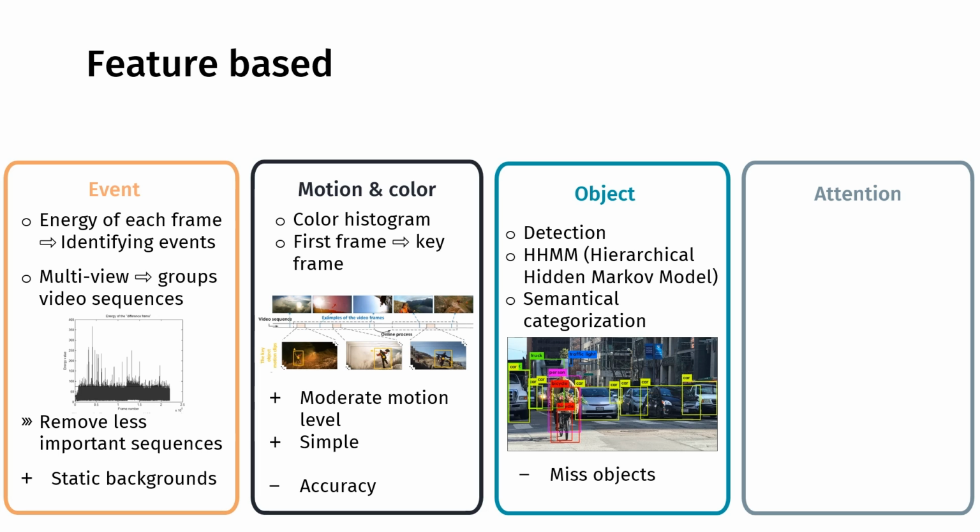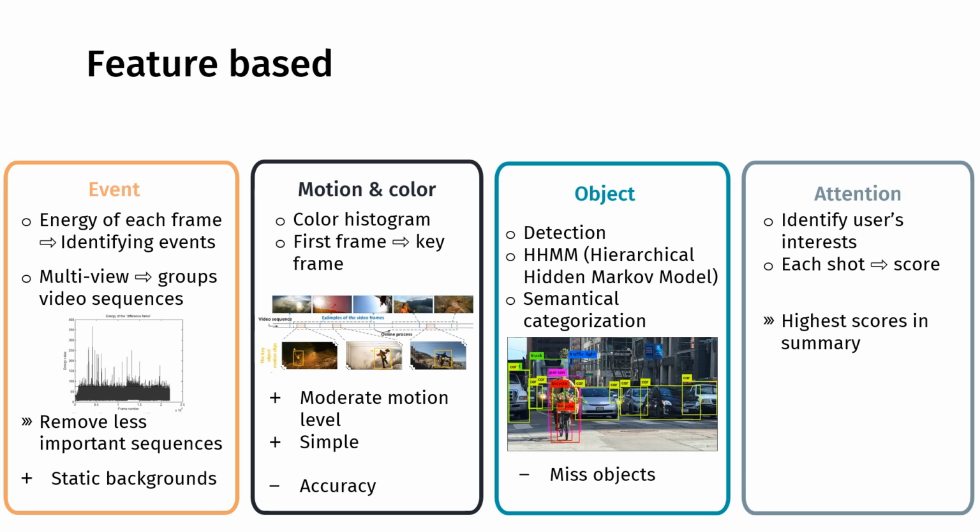The last feature-based technique is called attention-based video summarization. The models used in this technique identify the user's interests. For each key frame or shot, a score will be assigned corresponding with the interest of the user. This is done based on quality, color, hue, and attention. The high-scoring frames will then of course be used in the summary.